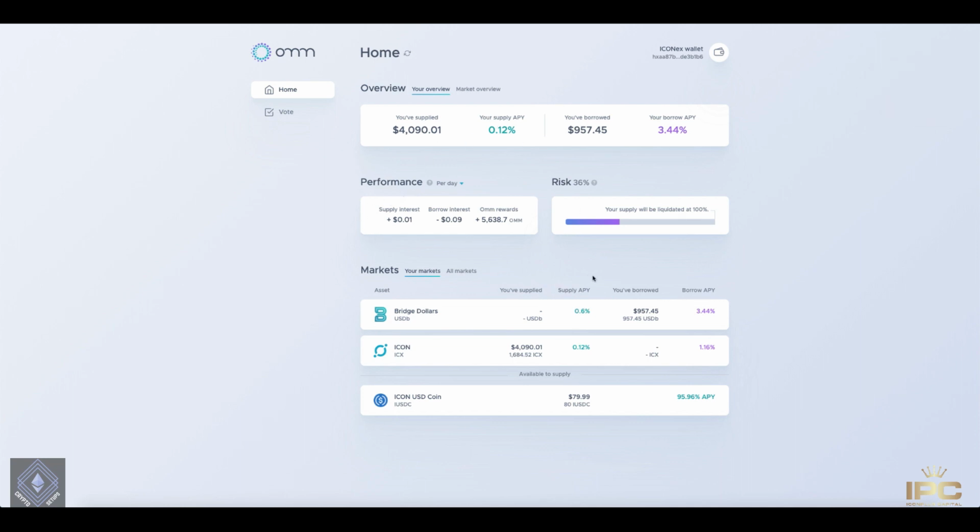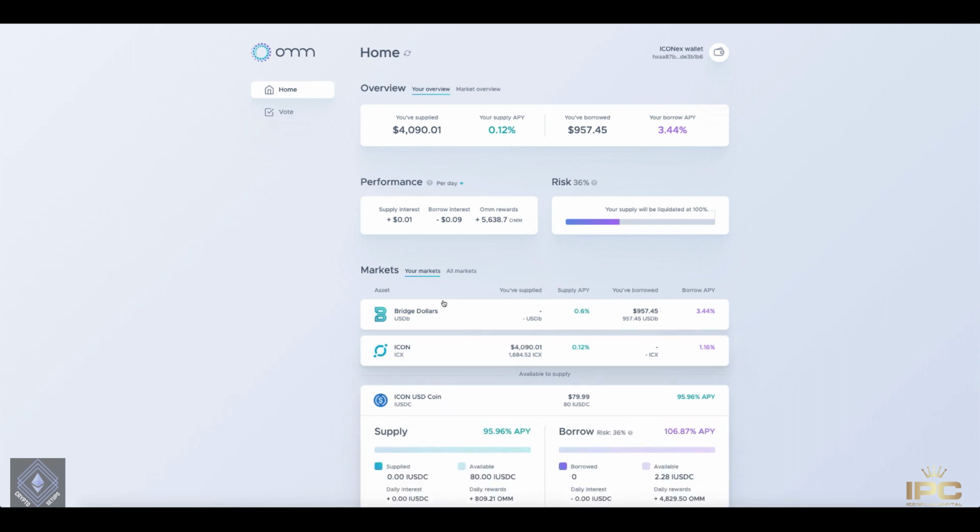Now, let's look at the updated information. You can see, based on my overview, I've supplied this much. I have borrowed this much. I am paying, obviously I'm not earning enough interest. Again, in this example, I just want to show you what's possible. So, what can I do with this money that I have? As I told you, I could transfer it, or I could send it off to use it on a DEX and buy more ICX, whatever I choose.